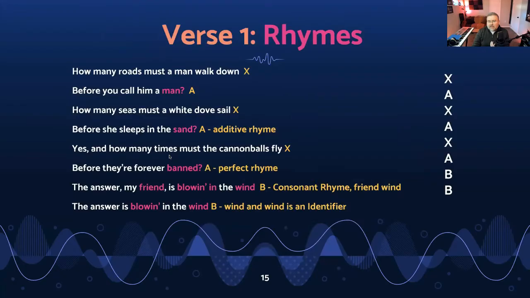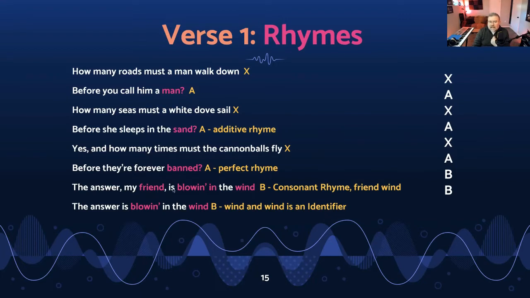So looking at the rhyme scheme within Blowing in the Wind, this song has an XAXAXABB rhyme scheme. So you have down and man, which is kind of XA. You could consider that a consonant rhyme as well. Then it's sail and sand, so that's an additive rhyme from man and sand. And then you have fly and band, and sand and band is a perfect rhyme.